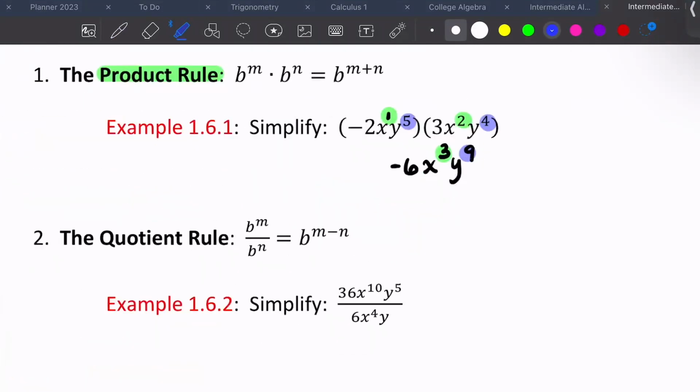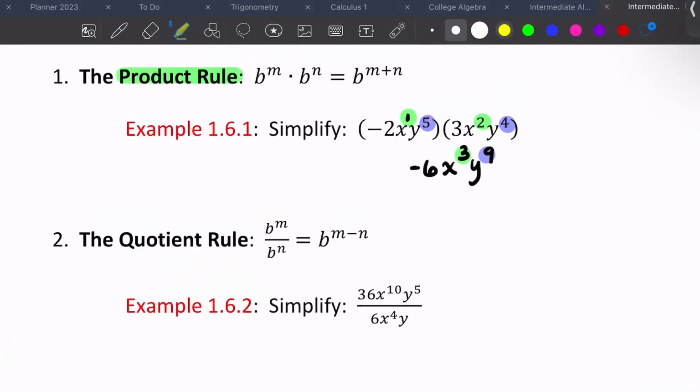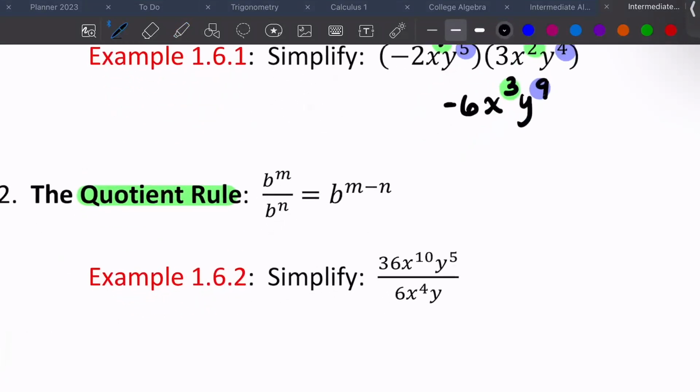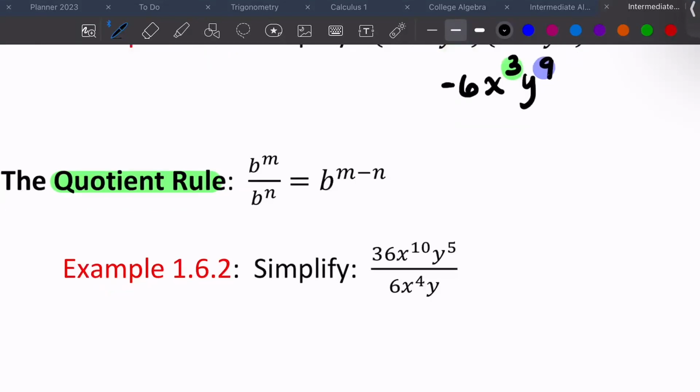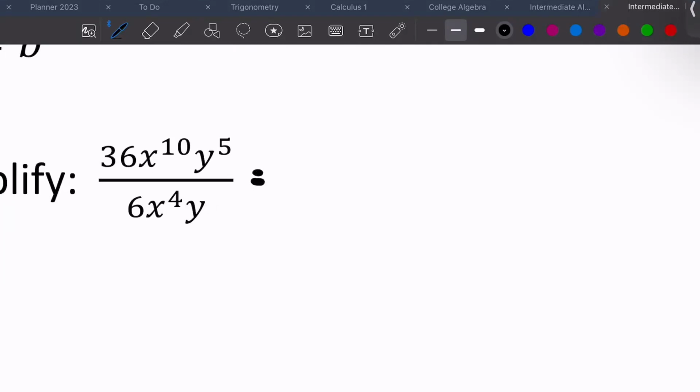Gone over that. Quotient rule. This is when we divide like bases. Divide like bases, we subtract our exponents. Divide, we subtract. Multiplying, we add. So for this one, again, we're just going to divide our numbers just like we multiplied our regular numbers. Those are not exponents. We're only subtracting exponents, and we are adding exponents when we multiply. They're not exponents, you just do the operation.